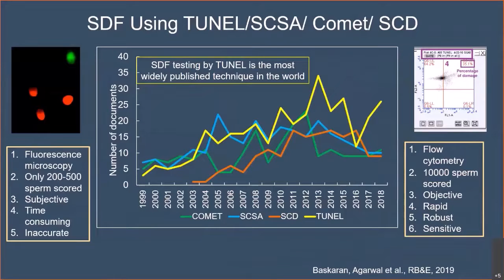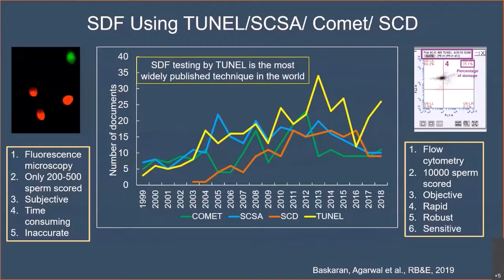In the last 20 years, the 4 commonly published tests are illustrated in this figure. And as you can see, sperm DNA fragmentation testing by TUNEL is the most widely published technique in the world. And sperm DNA fragmentation can be measured by 2 methods, using fluorescence microscopy, in which we measure 200 to 500 sperm. This method is subjective, time-consuming, and many times inaccurate.